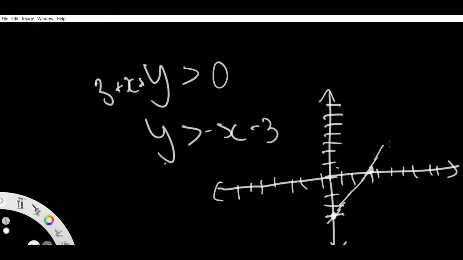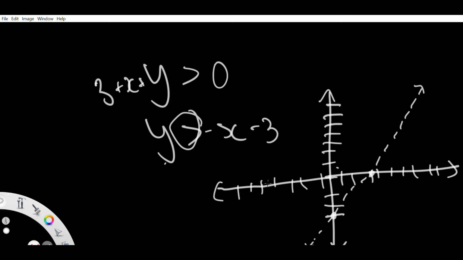So you can first treat it as a normal equality. So you would have the following line. However, as said before, I forgot, you need to make sure that you have a dashed or solid line. But in this case, since it's just greater than, it would be dashed. So yeah, this is our line.